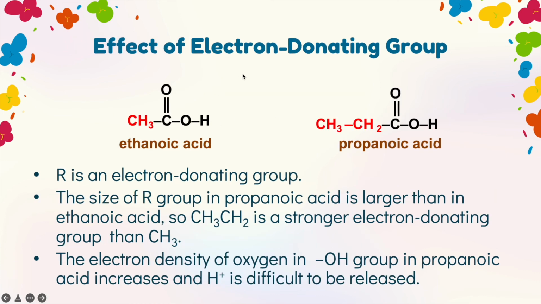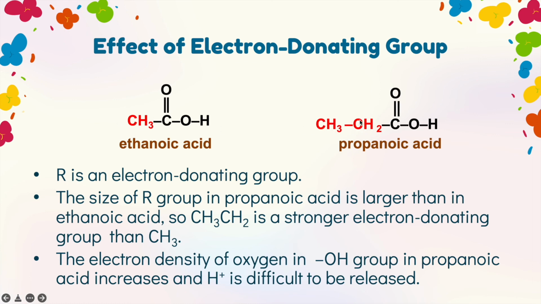Now we're looking at electron donating group. We donate the electron to the carboxyl group. R is an electron donating group. The size of R group in propanoic acid is larger than in ethanoic acid. So here, ethanoic acid, 1 carbon only, propanoic acid, 2 carbon. So the size of R group in propanoic acid is bigger than ethanoic acid.